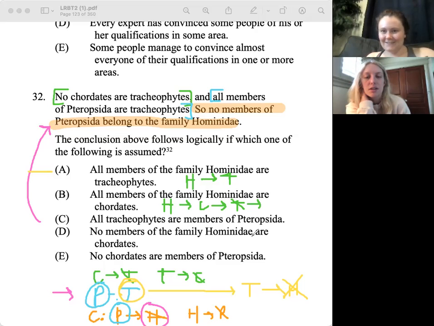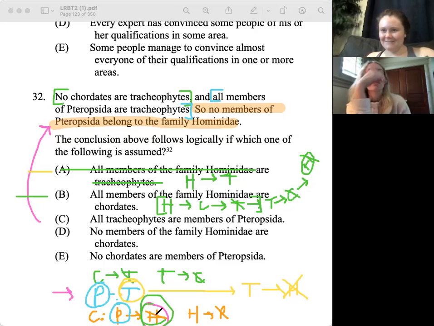How do we negate this one? We'd negate it by flipping it and saying T arrow not C, arrow not H. And then if you take out the connecting one, you just have T to not H. Yep, I bet this is our answer. All right, let's go on to C. All tracheophytes are members of P. That does not work. We need H somehow.